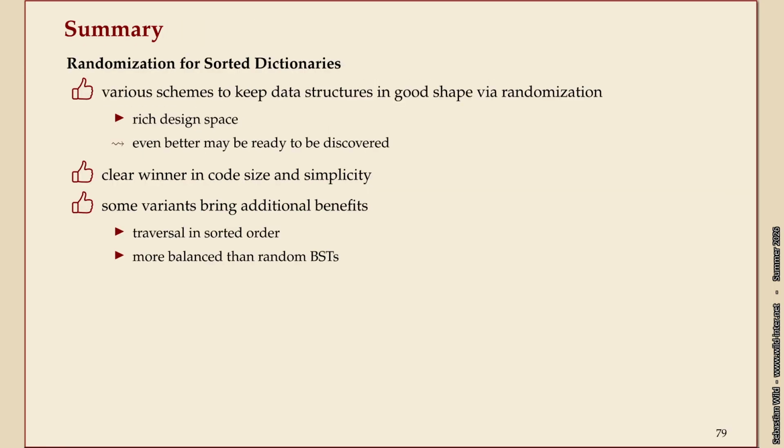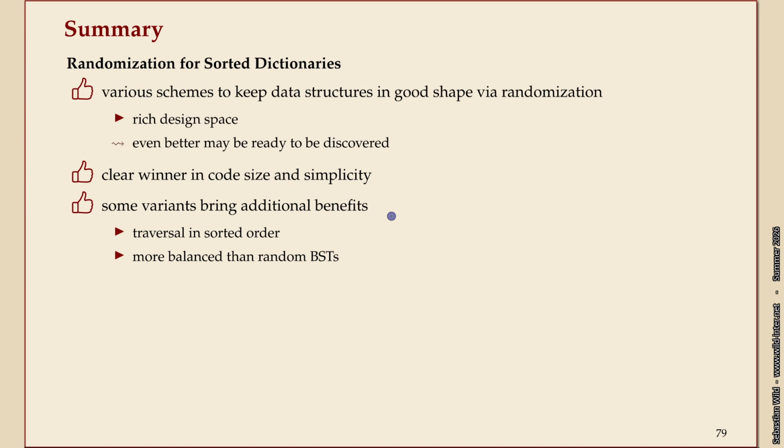So let me wrap up the whole chapter on randomized search trees. This time for good, we'll leave them behind. We've seen various schemes to keep data structures in essentially good shape by bringing them to the random binary search tree shape, or even slightly better. It's quite possible that in this rich design space, there's more to explore. There's no guarantee that the best solutions have been found already. In terms of implementation, code size, and conceptual simplicity, I think these randomized data structures have a clear benefit. Sometimes they also bring additional things like having this linear list structure below it.